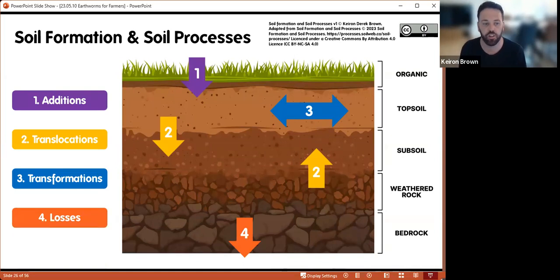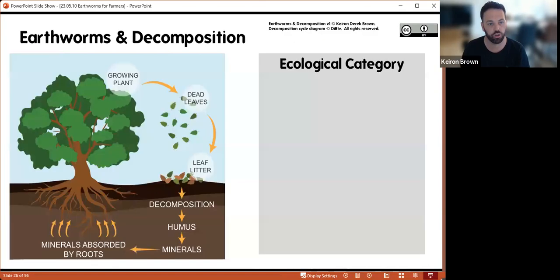And then finally there's losses. So losses are when soil might leach through the bottom of the system, for example, when rainwater washes through and takes nutrients out of the system as well. So these are the different types of soil processes that inform how our soil is formed and how it's structured. So I want to talk a little bit now about some of the kinds of soil processes that earthworms are involved with. So starting off, one of the first things, one of the most obvious, is decomposition.